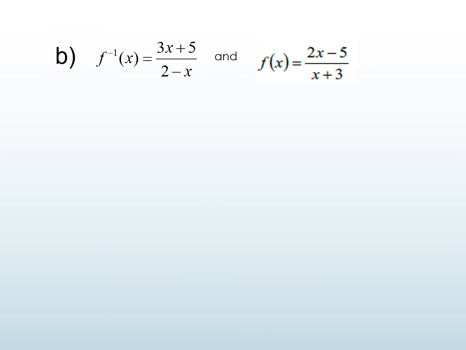So now we want to find the domain of f inverse and the range of f inverse. Since f inverse is equal to 3x plus 5 over 2 minus x, for the domain, 2 minus x does not equal 0, so x does not equal 2. So the domain of f inverse is negative infinity to 2, union 2 to infinity. And then we want to find the range of f inverse. The range of f inverse is equal to the domain of f. So the domain of f is negative infinity to negative 3, union negative 3 to infinity.